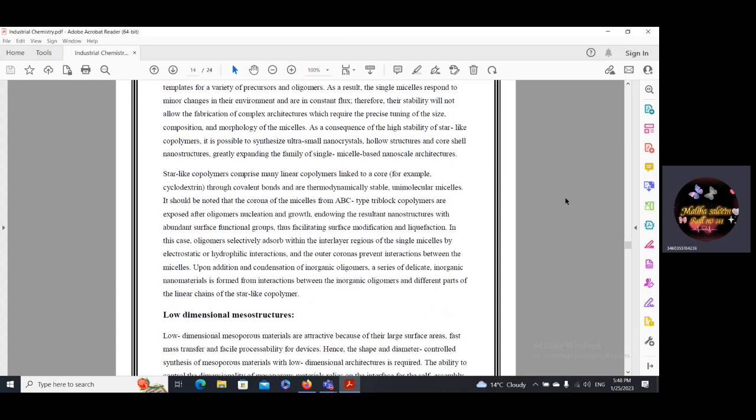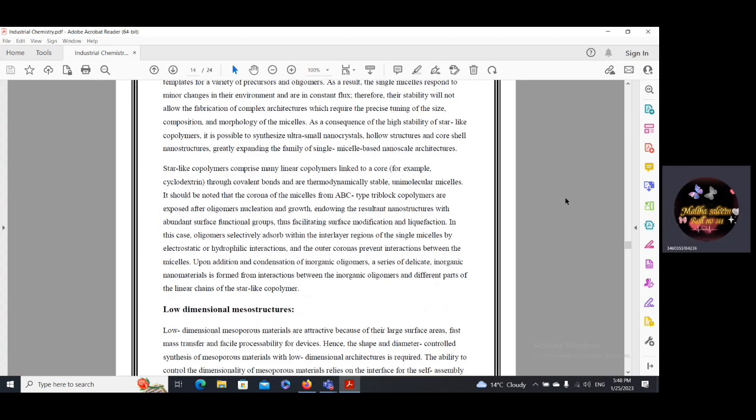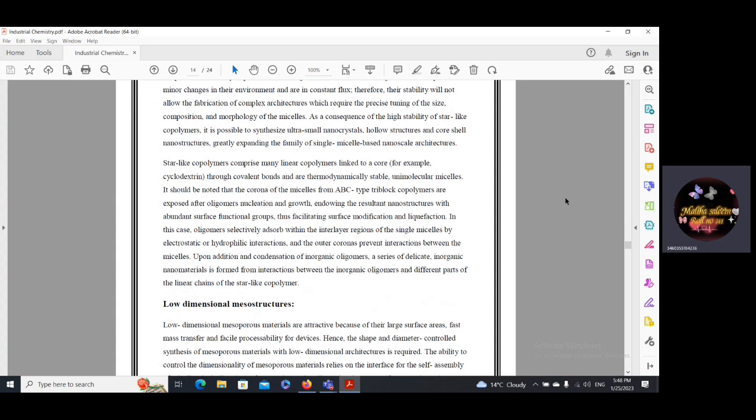Star-like copolymers comprise many linear copolymers linked to a core, for example, cyclodextrin, through covalent bonds and form thermodynamically stable unimolecular micelles. It should be noted that the corona of the micelles from ABC type triblock copolymers is exposed after oligomer nucleation and growth, endowing the resultant nanostructure with abundant surface functional groups, facilitating surface modification and functionalization.